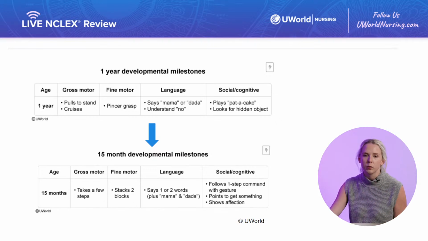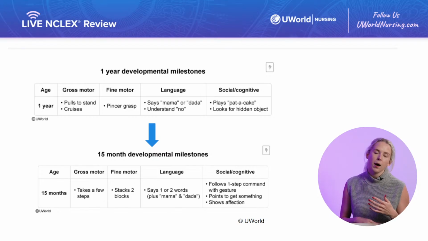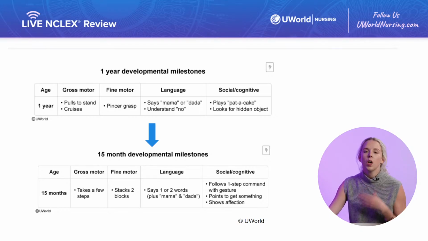Language, how is their language progressing? At 1 year, most of these infants are going to be saying things like mama or dada. It's pretty simple. By 15 months, we're adding about 1 to 2 words on top of that. Again, they'll be pretty simple, but we are gradually expanding that vocabulary.